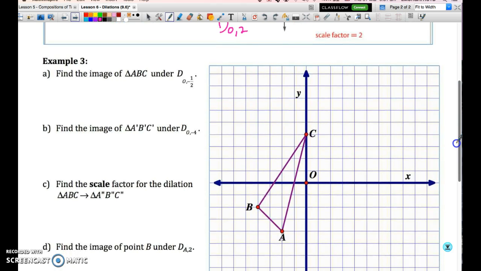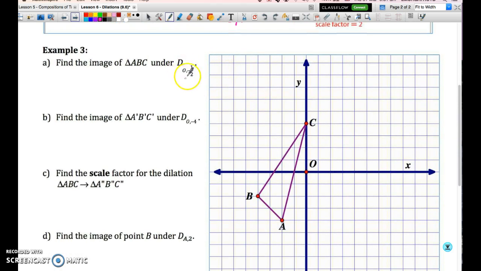So here we have example 3. We've got triangle ABC. We've been asked to dilate it with the center of dilation at the origin, and there's 2 things to pay attention to. First of all, we have a negative, which means we're going to move in the opposite direction. And then the second thing we have is a scale factor less than 1. And so what we're talking about in this particular case is a shrink or a contraction of the pre-image, or the original triangle ABC.